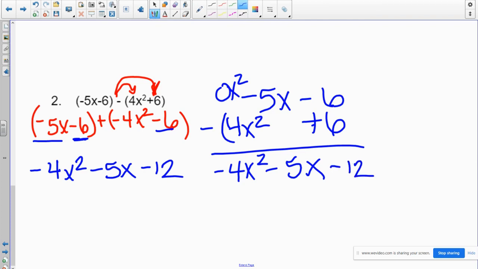My computer must think that my video should be over. So hopefully showing both the addition and the subtraction of polynomials was helpful.